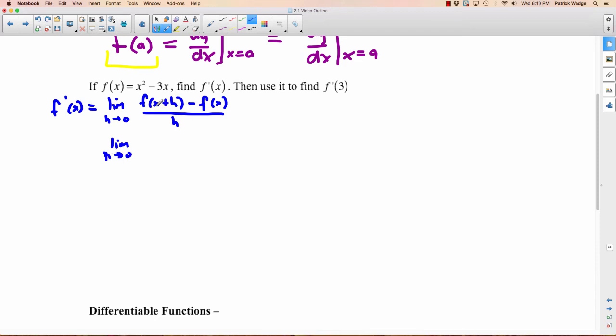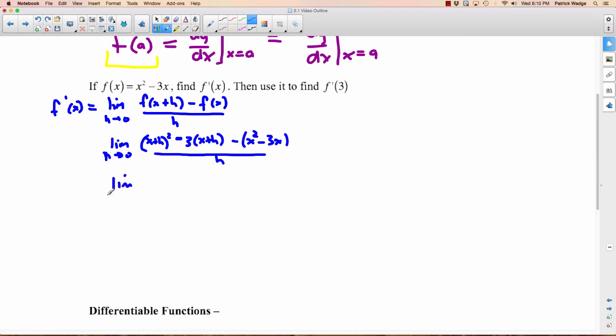So what we have to do is plug x plus h into the function. Here's the function right here, the x squared minus 3x. So we're going to have x plus h squared minus 3 times x plus h. That's the first bit. Then we're going to subtract f of x. Well, f of x is x squared minus 3x, and we're going to divide all that by h.